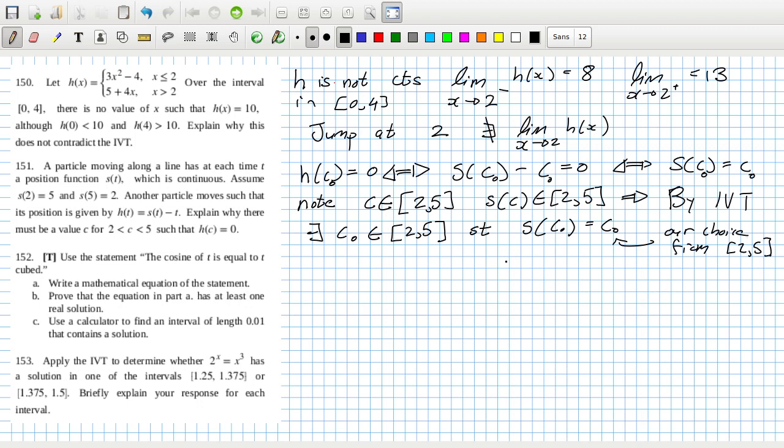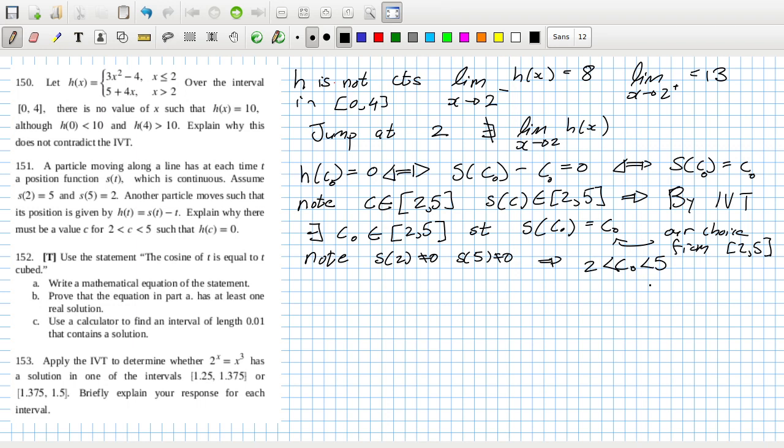So, oh, I should make this one open, shouldn't I? Because we know that it's not going to be 2 and 5 that gives 0. But note again that s2 does not equal 0 and s5 does not equal 0. So that means the c0 must be between 2 and 5 then.